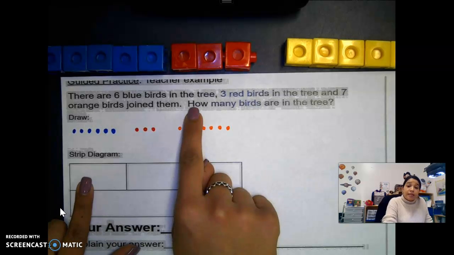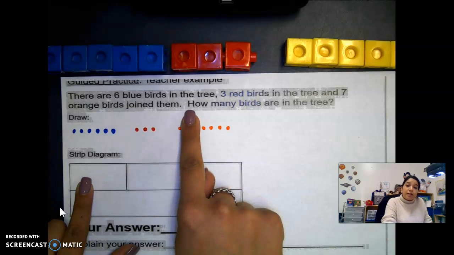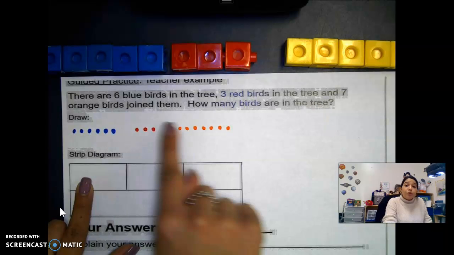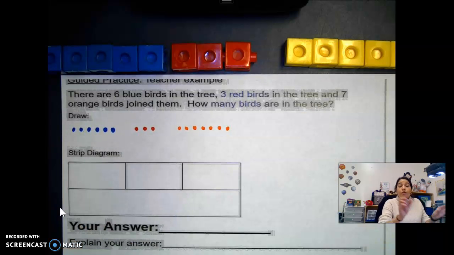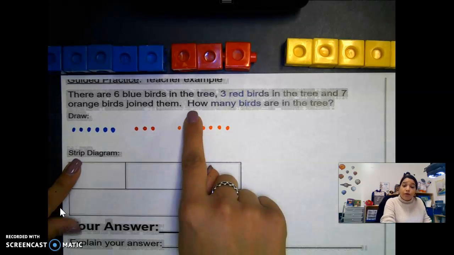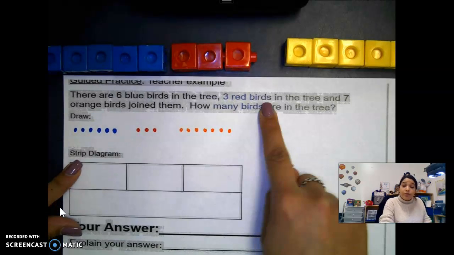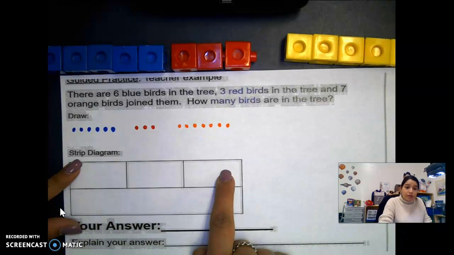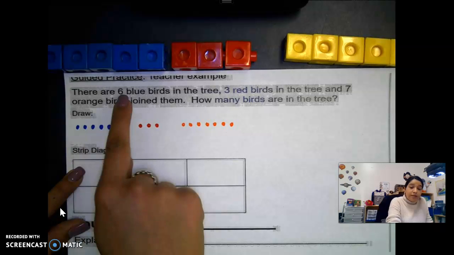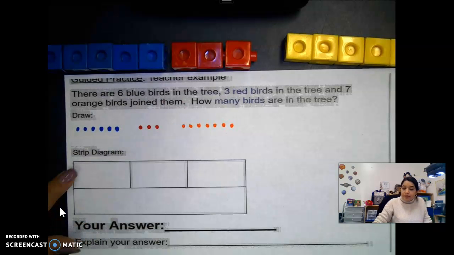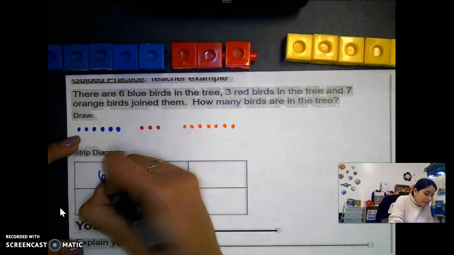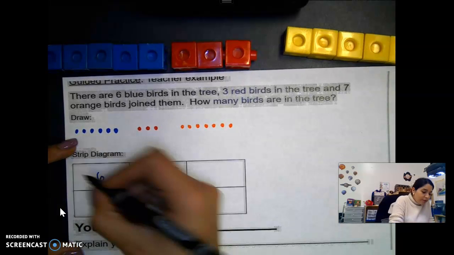So if we see the sentence, let's look at the problem one more time. How many birds are in the tree? So what are we going to do? We are going to add them all together in order to see how many birds are in the tree. So we have 3 different parts. So our first number that we see is 6 bluebirds. So in my strip diagram, I'm going to go ahead and put 6 bluebirds.